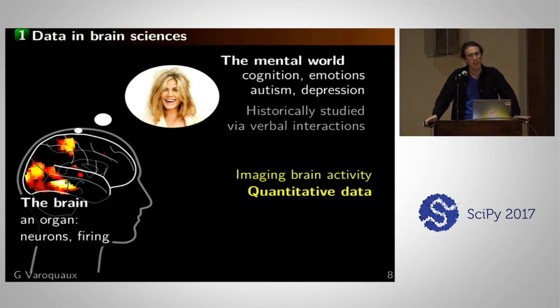Now, one thing that has changed over the last few decades is that we can now image brain function. We can get quantitative recording of what's happening in the brain. And this is having a slow but deep impact on psychology and cognitive science. So I think it's a very interesting place to be. And so we've been looking at what data processing can do to these fields and processing medical images.